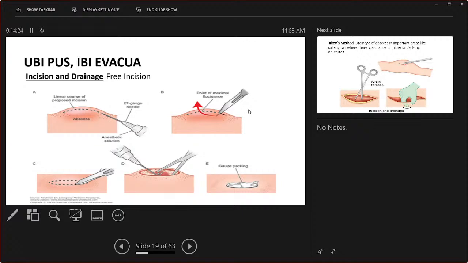So first we should give a free incision after painting and draping. After giving anesthesia, a free liberal incision is given, cutting through the skin, subcutaneous tissue, superficial fascia and deep fascia, along the muscle fibers also, in order to drain out the pus accumulated.